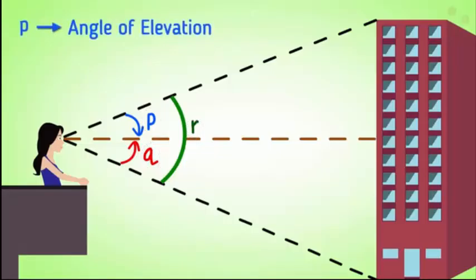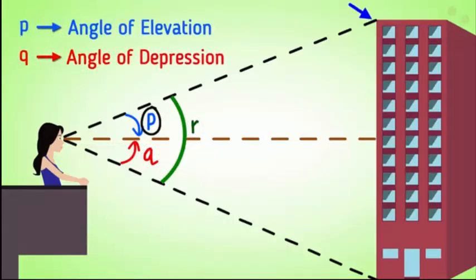Angle of elevation is P and is formed when she is looking up, and the angle of depression is Q, which is formed when she is looking down. In the next video, we will solve a few examples based on this concept.